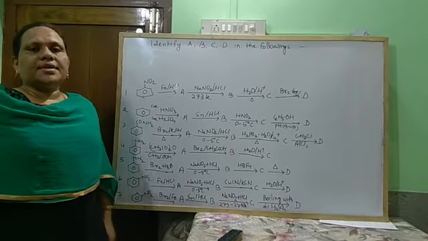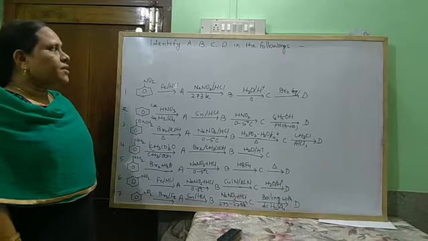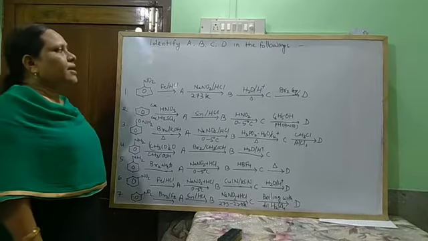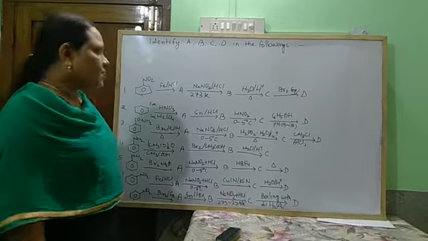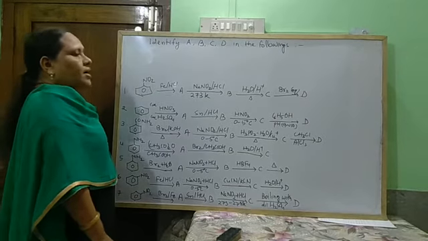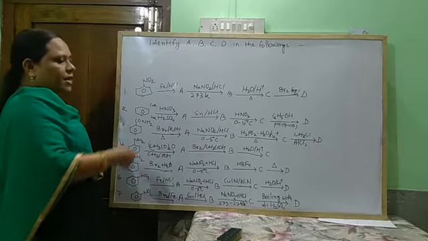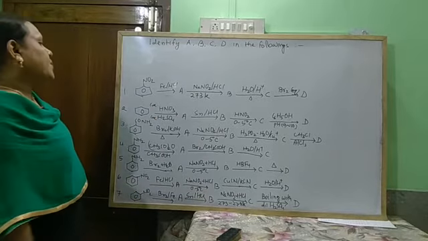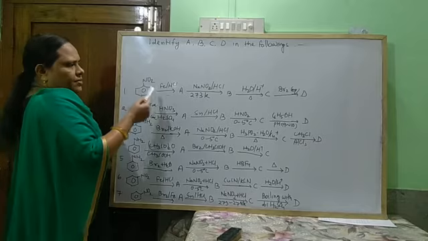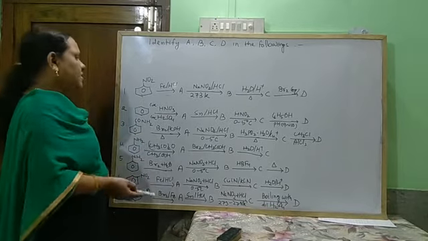Hello students, last class we discussed some conversion type questions for aliphatic amines. Here, identify A, B, C, D in the following. This is the conversion type question, and now we will discuss some A, B, C, D type questions for aromatic amines. Same type, you also have to remember the preparation and properties, then you have to start.